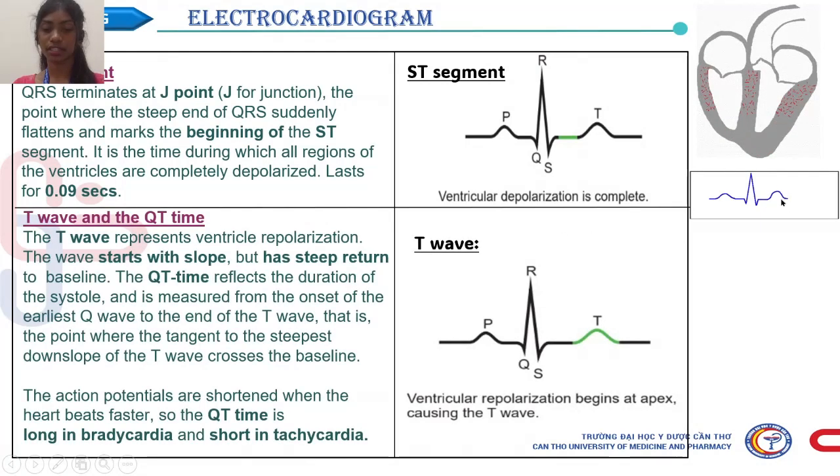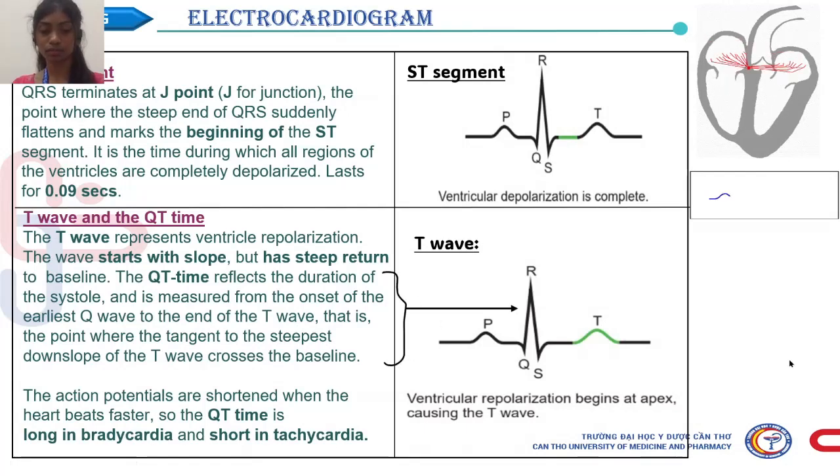T waves and QT times. The T wave represents ventricular repolarization. The wave starts with a slope but has a steep return to baseline. The QT time reflects the duration of the systole and is measured from the onset of the earliest Q wave to the end of the T wave. That is the point where the tangent to the steepest downslope of the T wave crosses the baseline. The action potentials are shortened when the heart beats faster, so the QT time is long in bradycardia and short in tachycardia.